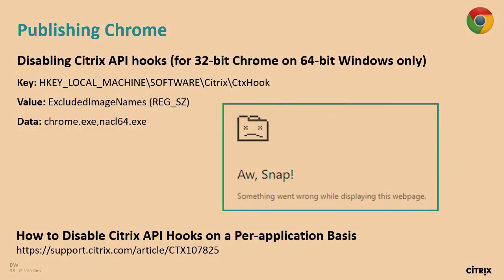There's a snap screenshot there. This only applies in a 32-bit Chrome environment. On a 64-bit operating system, there are 2 executables that you can see there that need to be excluded in the Citrix API. And you'll see at the bottom there the support article from Citrix if you ever have that actual issue.